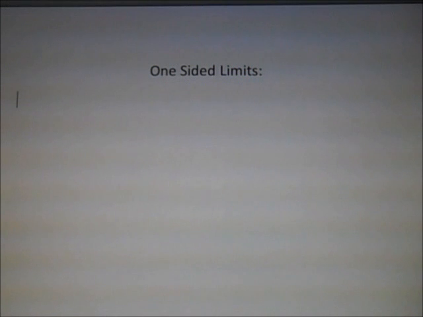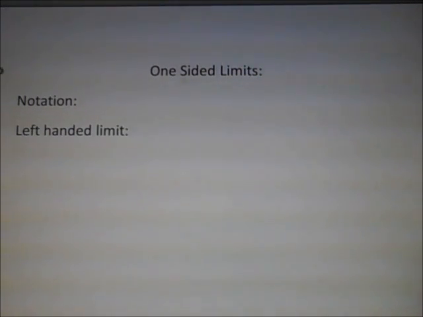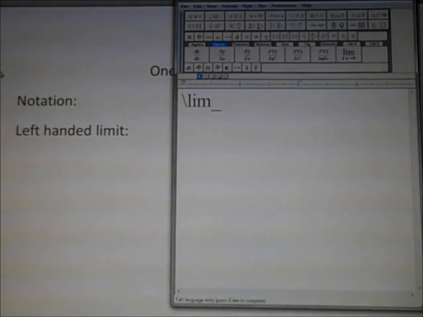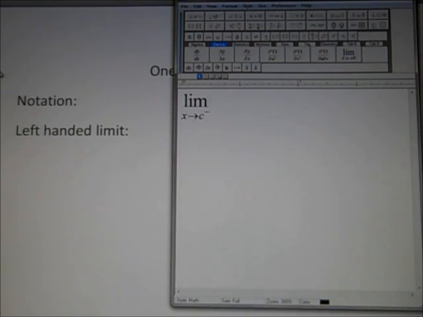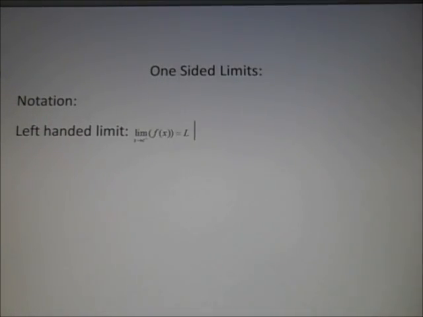So what is the notation of this? Well, there are two. There's the left-handed limit, and we notate this the same way. So it's the limit as x approaches c, but instead of just having it like we had before, we put this little negative here. So this means we approach it from the left. Still put f of x here, and we still say it's some number L. So that's the left-handed limit. We say the limit as x approaches c from the left, so from the negative side, of f of x is equal to L.